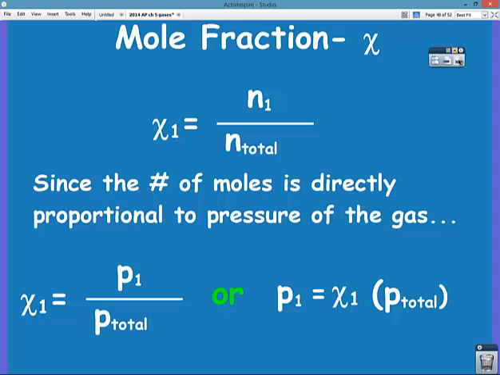With Dalton's law, you're going to have to know about mole fractions. Because remember, the total pressure is the sum of the partial pressures and depends on the number of moles present. So mole fraction is represented with chi, which looks like an X. And so it's moles of whichever gas we're trying to find the mole fraction of over total moles. We can also say, because moles is directly proportional to pressure, that the partial pressure of our gas over our total pressure will give us the mole fraction. Or rearranging that, partial pressure is equal to the mole fraction times total pressure.